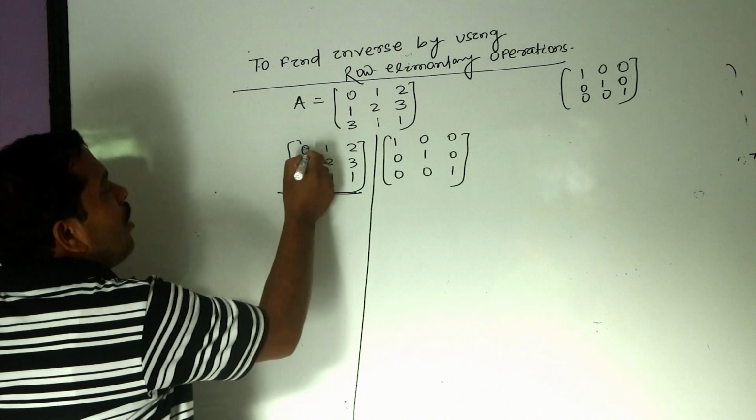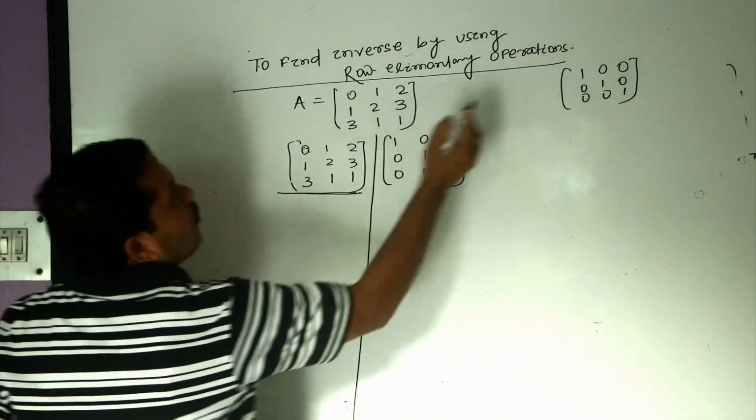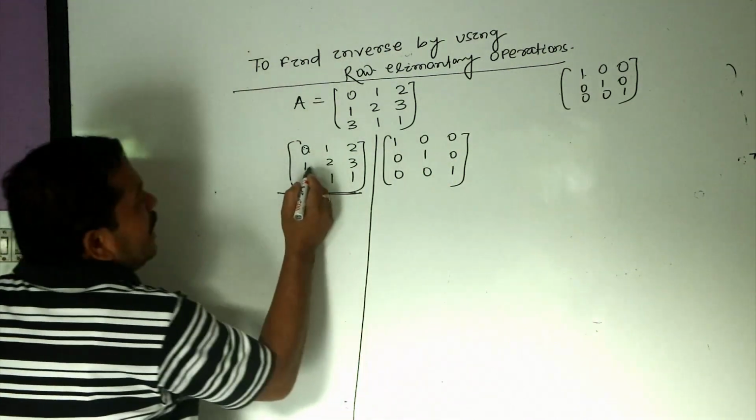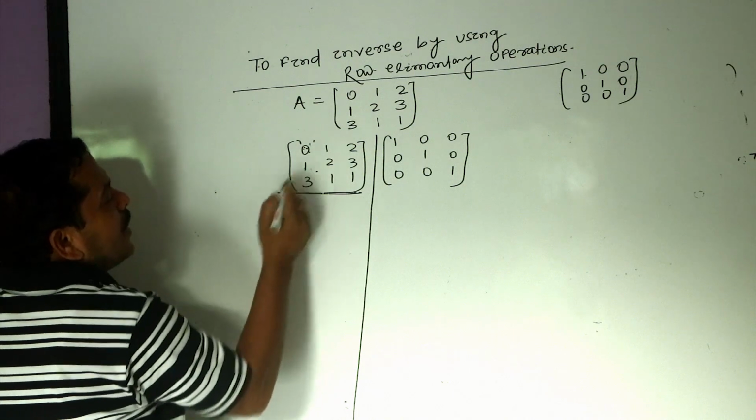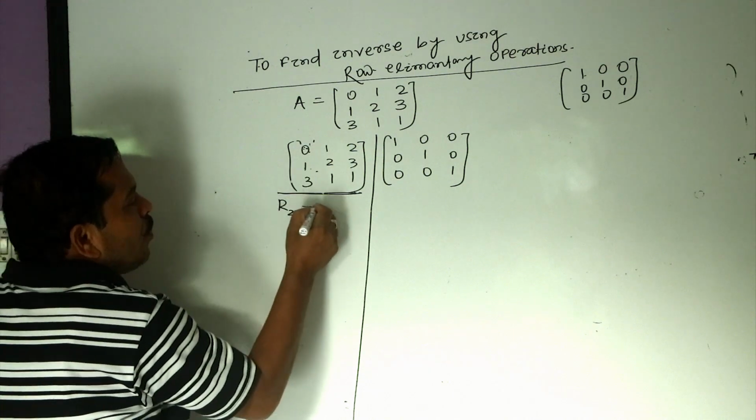Now here it is 0, but here it is 1. We have to make this 1. Then we can interchange row 2 with row 1.